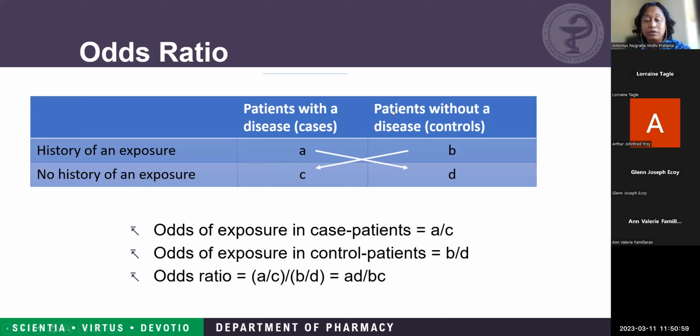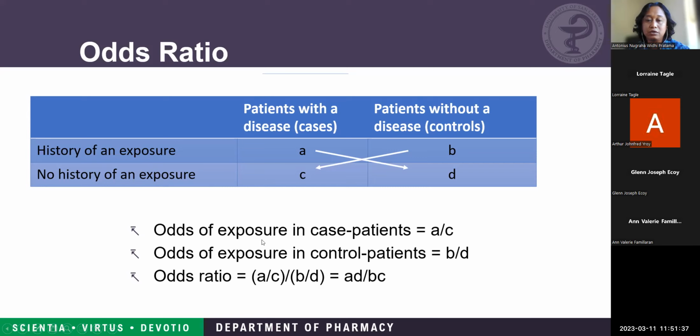Usually you will not find a single 2 by 2 table like this in published articles, but you can find big tables with a lot of factors, because the numbers can be different. The total number of cases will be the same. The number of controls will be the same, but the history could be different for a specific exposure.